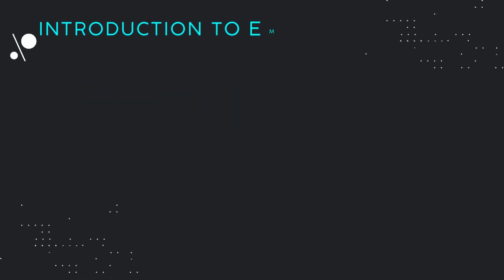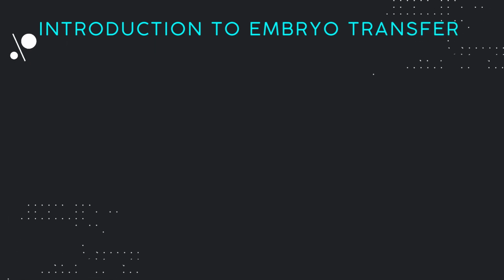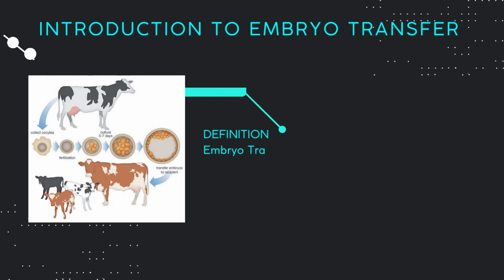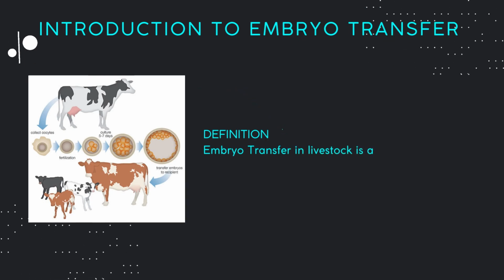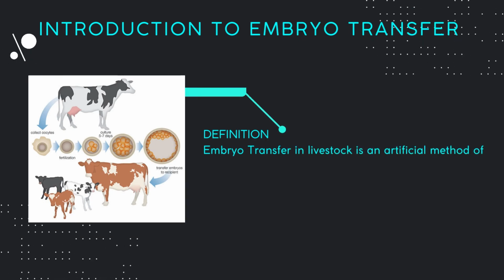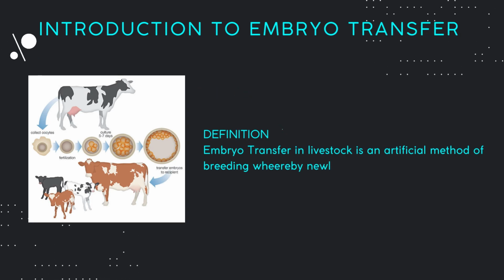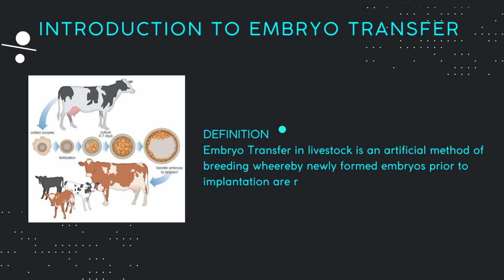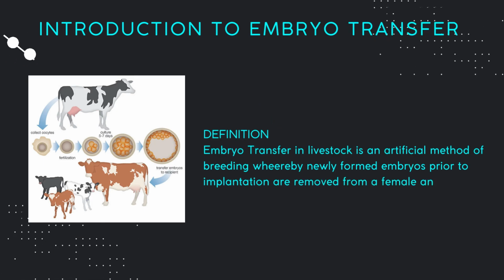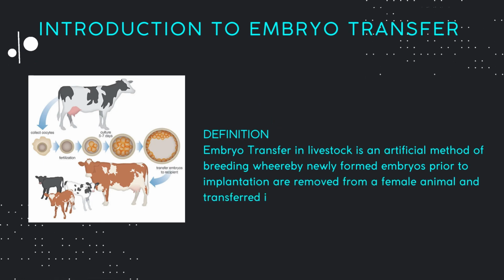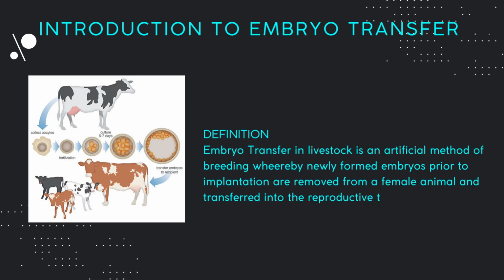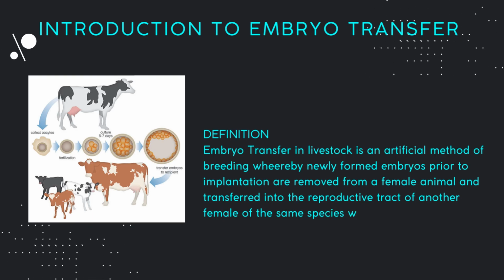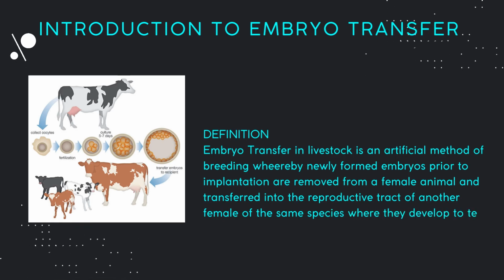Now we are moving to one of the examples of ART, which is embryo transfer. Embryo transfer in livestock is an artificial method of breeding whereby newly formed embryos, prior to implantation, are removed from a female animal and transferred into the reproductive tract of another female of the same species, where they develop to term. The figure on the right shows the brief process of embryo transfer.